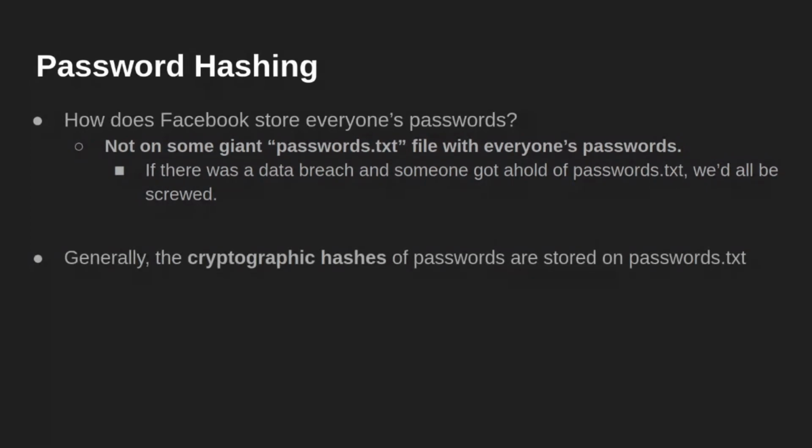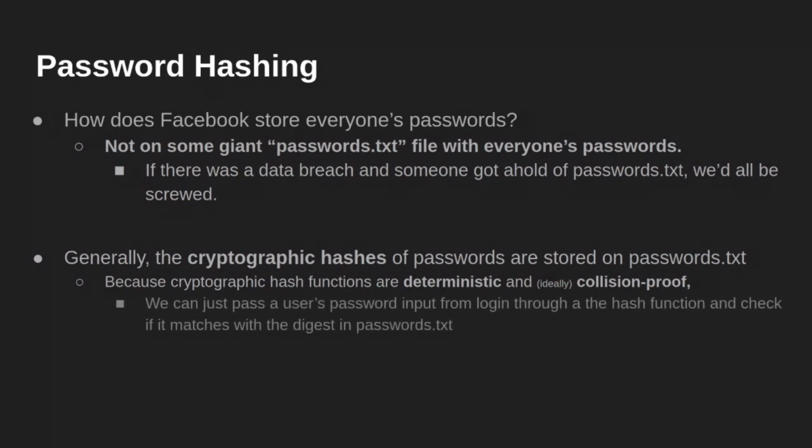So generally, cryptographic hashes of passwords are stored in passwords.txt. So when a person signs up and sets their password, then you would find the hash of their password and put it onto passwords.txt. And because cryptographic hash functions are deterministic, which means that for the same input, it will give the same output, and ideally that they're collision proof, then we can just pass a user's password input from the login through the hash function and check if it matches with the digest in passwords.txt.